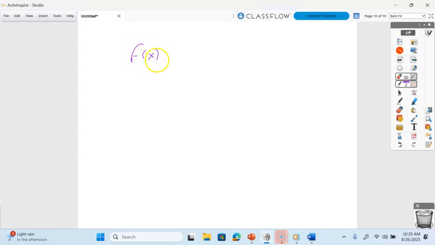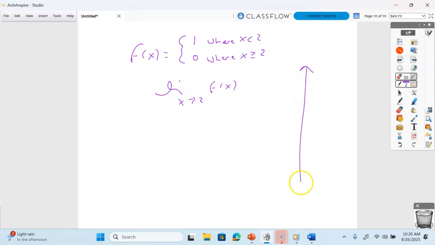f of x is 1 where x is less than 2, and it's 0 where x is greater than or equal to 2. What is the limit as x approaches 2 of this function? Okay? What does the graph of this thing look like?